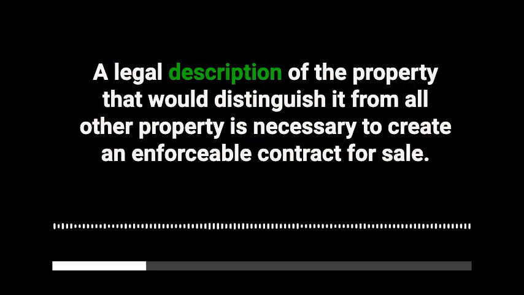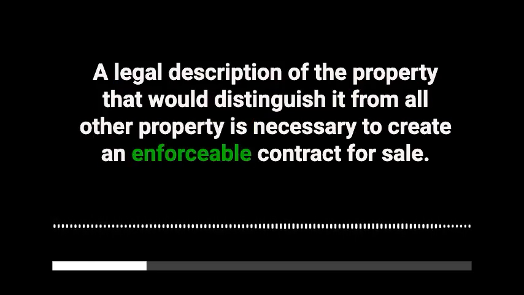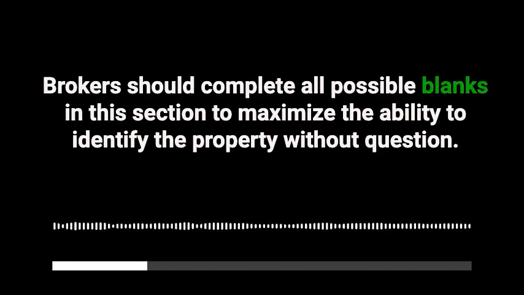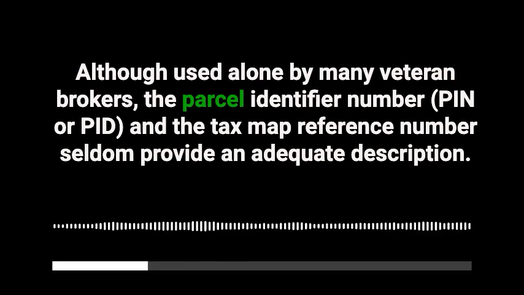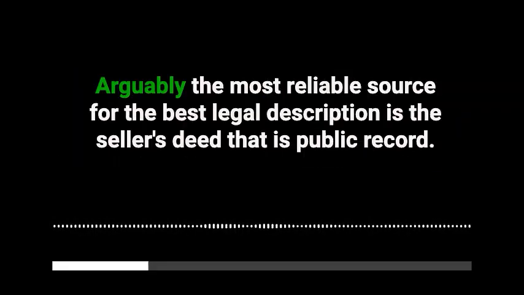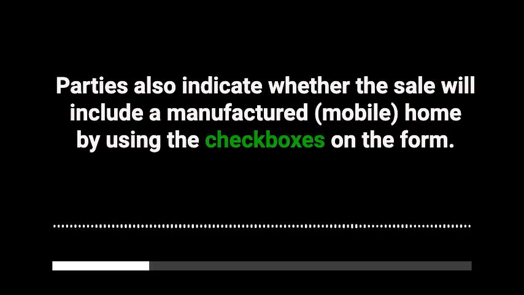Property. A legal description of the property that would distinguish it from all other property is necessary to create an enforceable contract for sale. Street address is helpful but usually not adequate for a binding legal description. Brokers should complete all possible blanks in this section to maximize the ability to identify the property without question. Although used alone by many veteran brokers, the parcel identifier number and the tax map reference number seldom provide an adequate description. Arguably the most reliable source for the best legal description is the seller's deed that is public record. Parties also indicate whether the sale will include a manufactured home by using the checkboxes on the form.